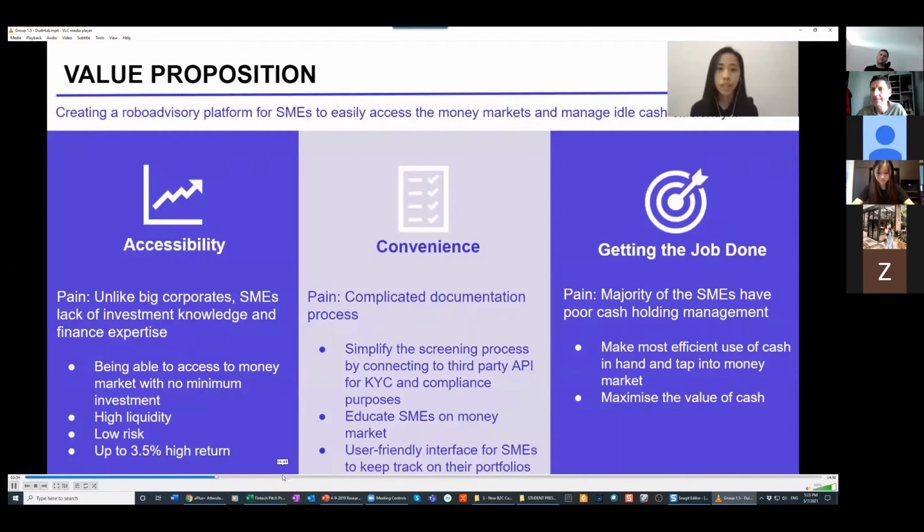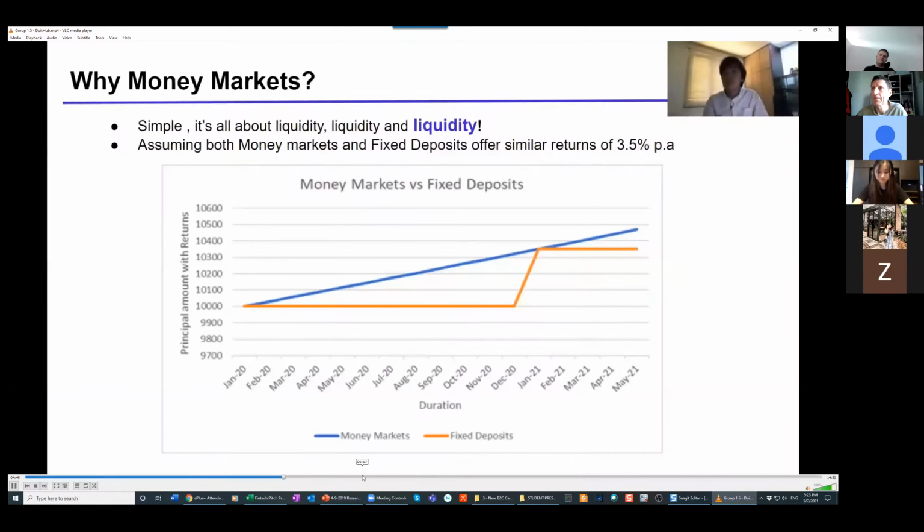Lastly, knowing that majority of the by the end of the year. Whereas the key highlight for money markets is that the net asset value for money markets is always constantly increasing throughout the entire time horizon until the end of the year. So that's the key difference, liquidity.